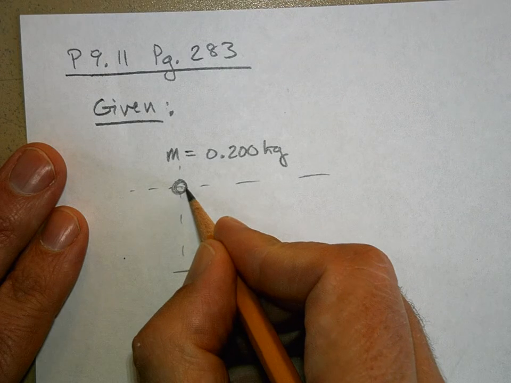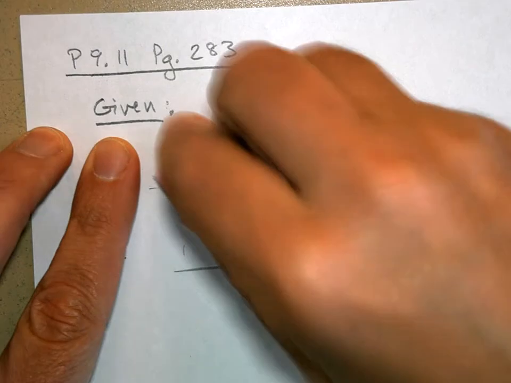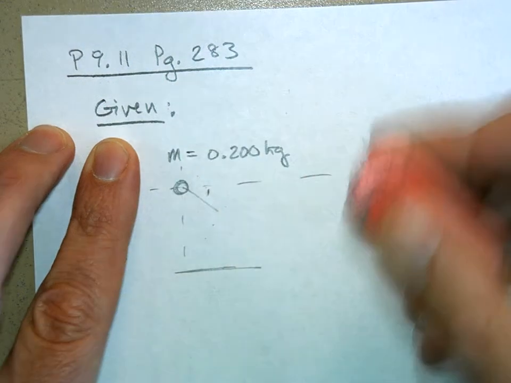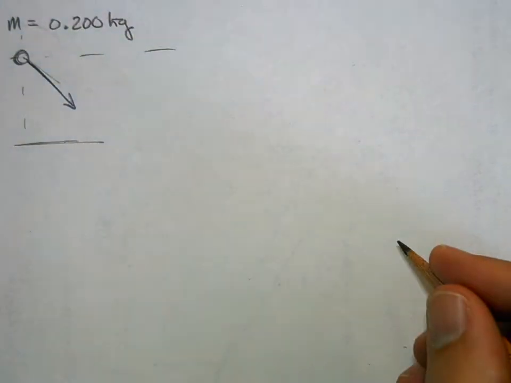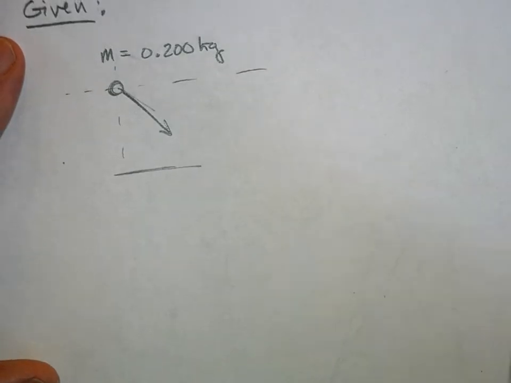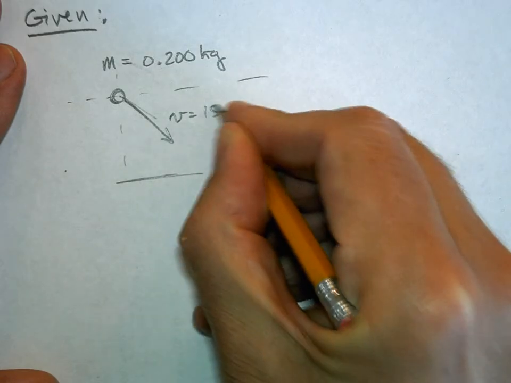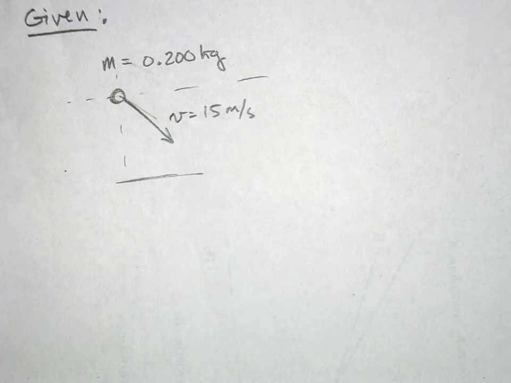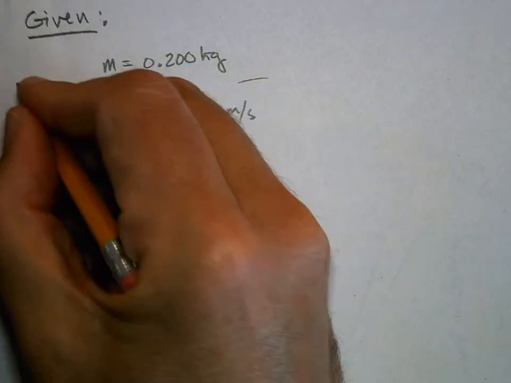So it's, whoops, that's not very good. Let me draw a little bit better now. So, it's 45 degrees, something like that. So this is what the ball's doing before it's hit. And the velocity here is 15 meters per second, right? And it gets hit. So this is the before it gets hit.